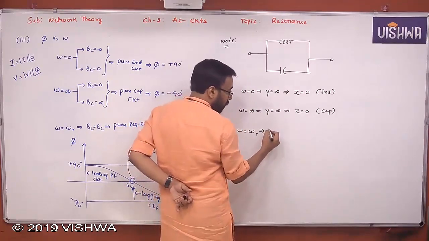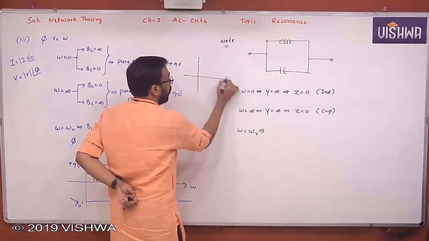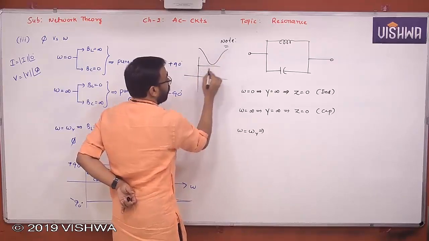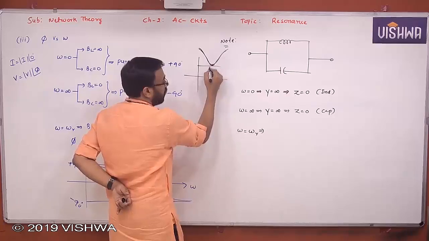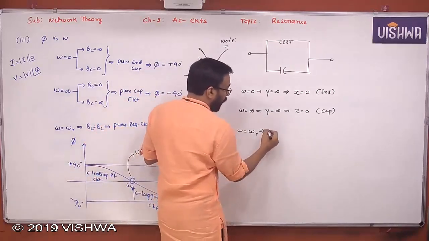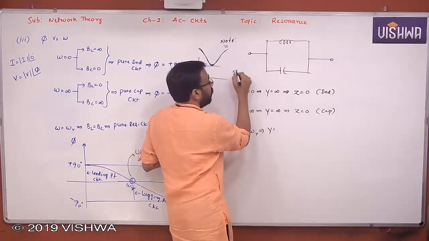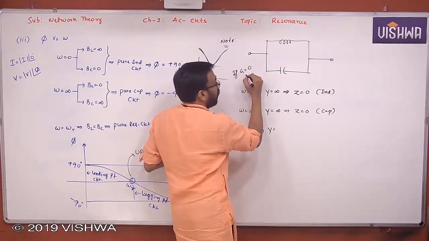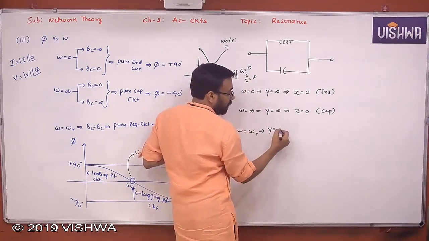So omega is equal to omega R. First characteristic I'm talking about. I think you have seen the first characteristic something like this, right? You have done it like this. There itself, please draw these characteristics. So Y becomes what? Here the G value, if G is equal to 0, nothing but R is equal to infinity. Understand? So Y is equal to 0.